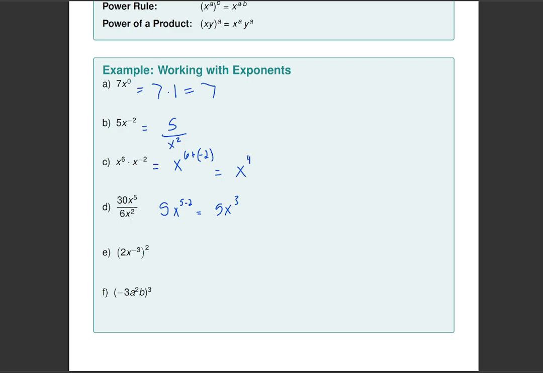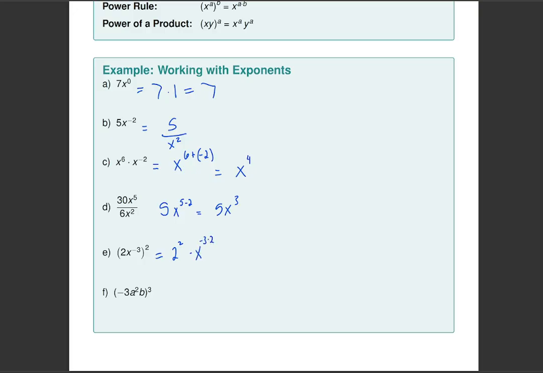Now in this next one, we have our power rule, where we have 2x to the negative 3 quantity squared. Now there's a little bit extra work we'll have to do with that x to the minus 3, but the first step here is to handle the parentheses. See, it's 2x to the minus 3 squared, so the 2 and the x to the minus 3 are both being squared. So this is 2 squared times x to the minus 3 times 2.